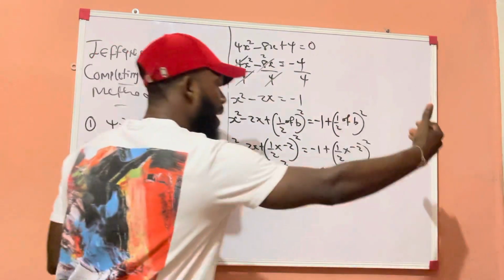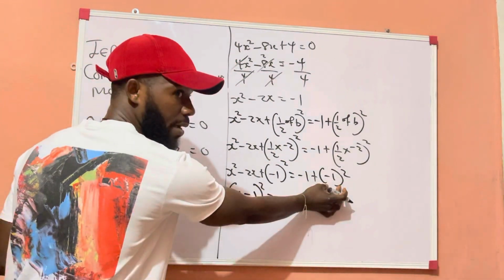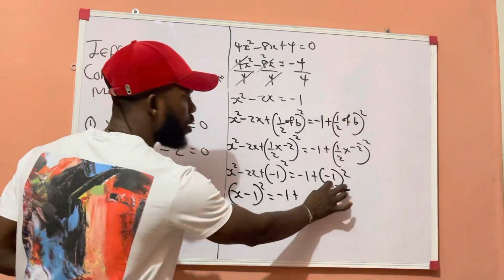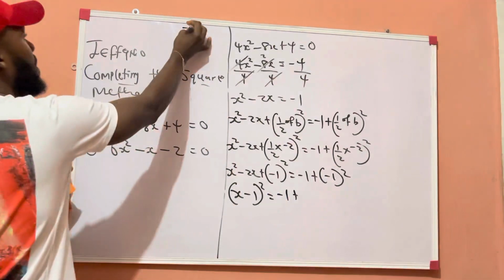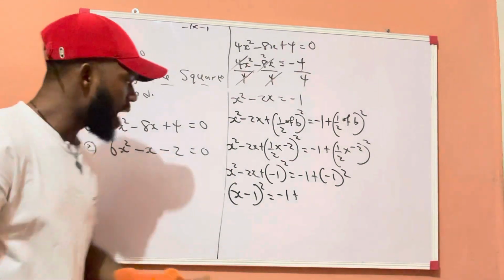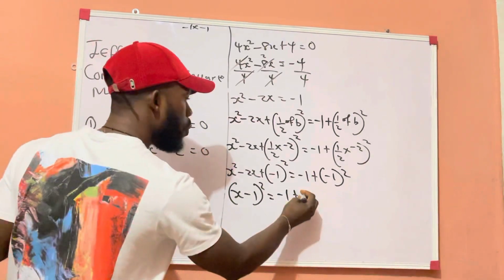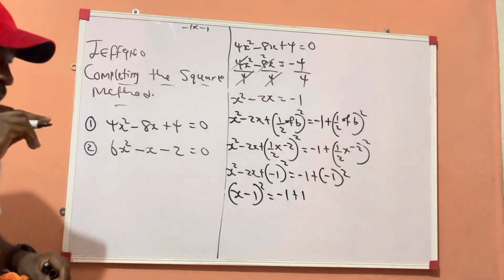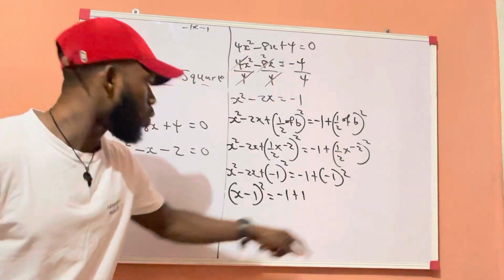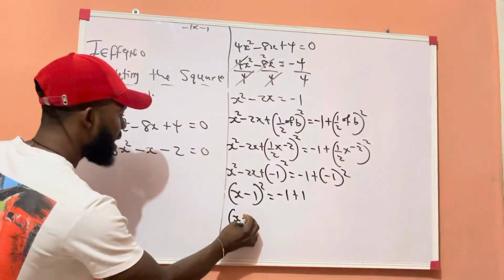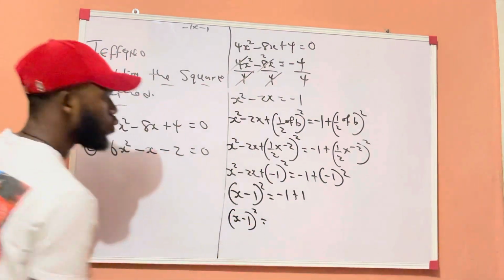Now, what do you do to the right hand side? You open your bracket here. So here becomes minus 1 plus. Now, minus 1 raised to power 2 simply means minus 1 times minus 1 in 2 places, laws of indices. Now, minus 1 times minus 1 will give us 1. So in this question, we are having something like this. Here becomes x minus 1 raised to the power of 2 is equal to.